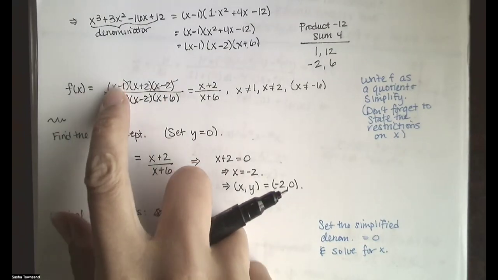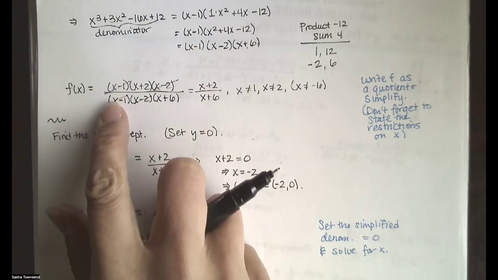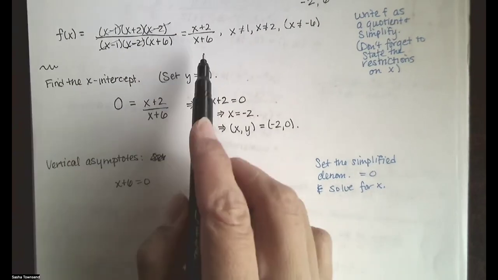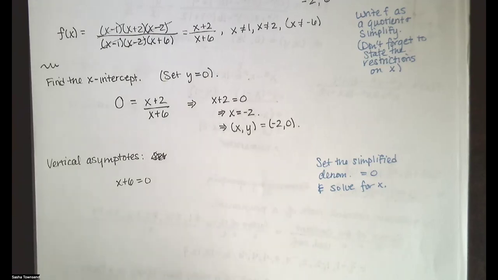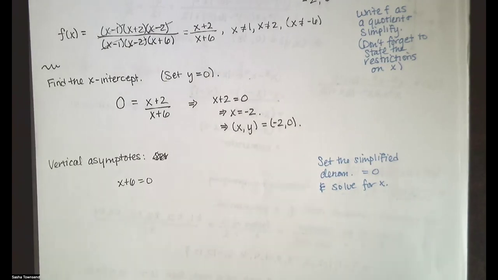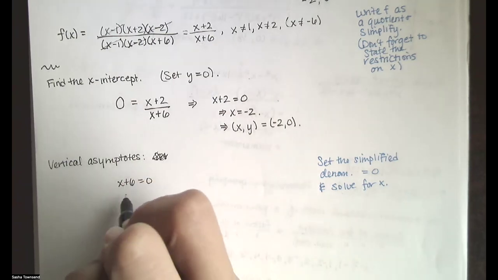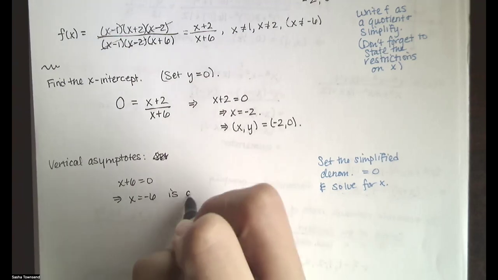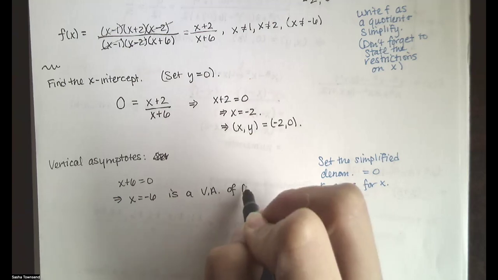These x values, or the x values that cause these factors to be 0, correspond to holes in the graph. But the x values that cause this denominator to be 0 after simplification correspond to vertical asymptotes. Again, because the numerator is non-zero and the denominator is 0. We'll say that that's a vertical asymptote of the graph of the function.